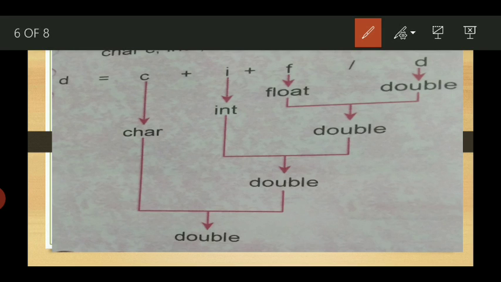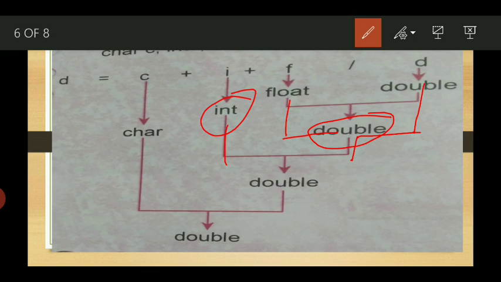Now see here, float and this is double. So float and double will automatically get converted to double. Now the two has become one single data type, that is double. Now this is integer. So again integer and here double. Again this will get converted to the higher hierarchical order. Again it will get converted to double.